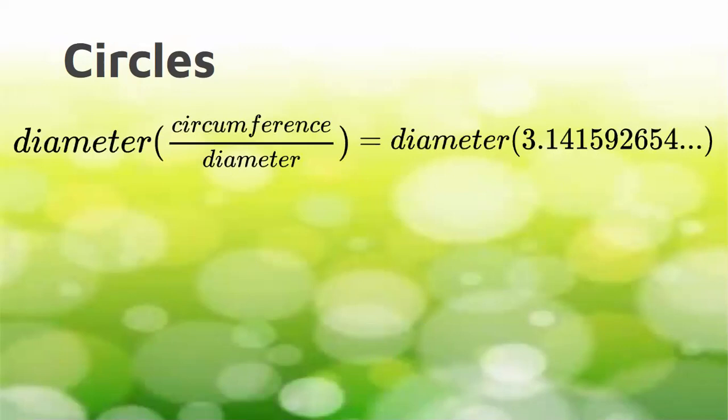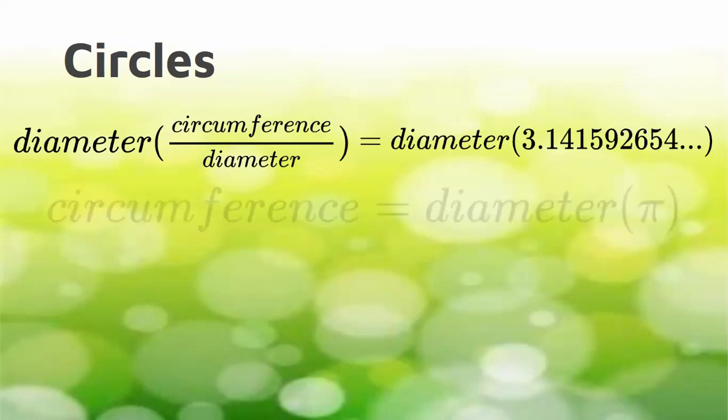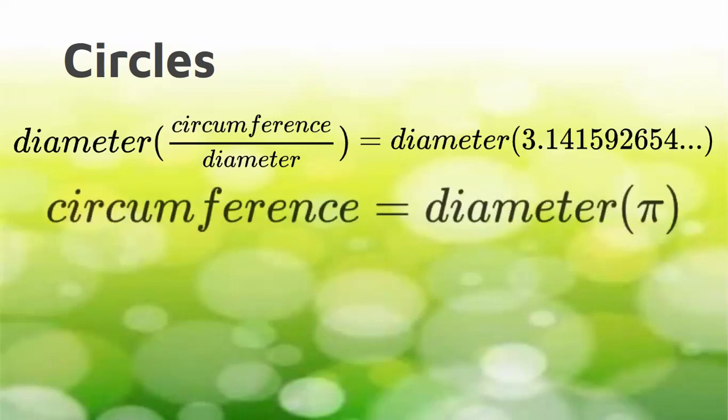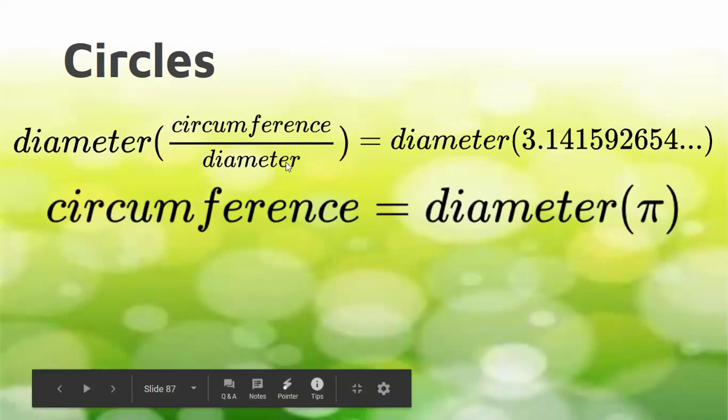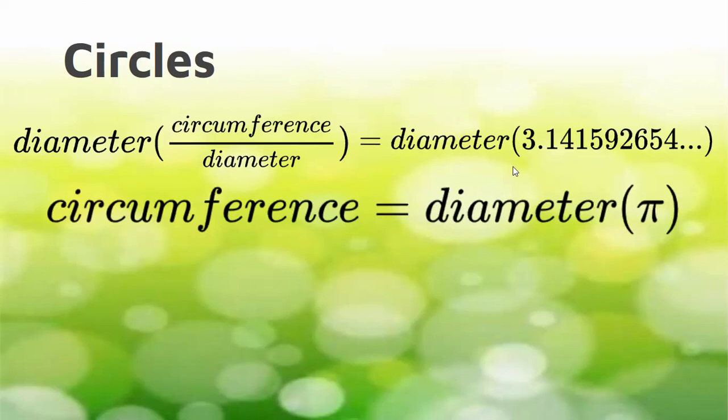Now another concept. If we take the circumference divided by the diameter, it should equal pi. If you multiply by diameter on both sides, circumference divided by diameter times diameter, you get diameter times pi. So circumference equals diameter times pi.